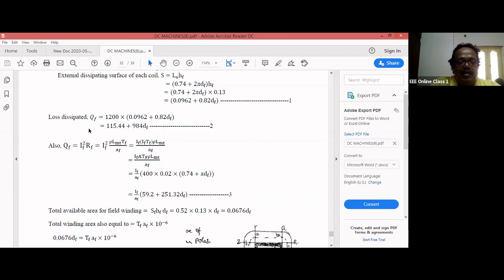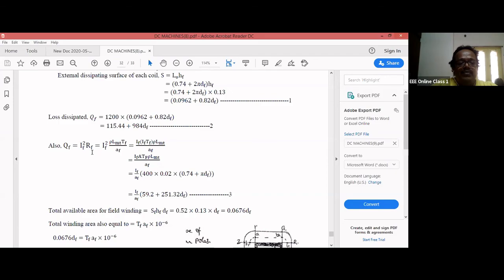If you multiply with 1200, you get the loss dissipated. In the problem it is given as 1200 watts per meter square, so this is the area of loss dissipation, and you multiply with 1200. Then you get 115.44 plus 984 df. This is equation 2. Also, the loss dissipated QF is given by what?